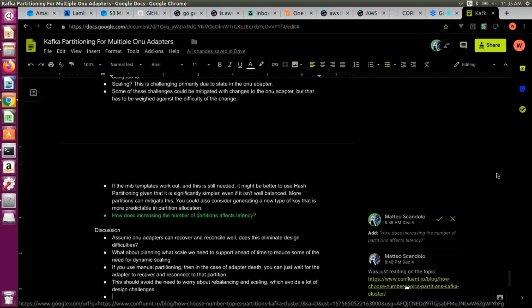Okay, so how do we want to proceed from here? Do we want to try to summarize the proposal to have a very static assignment, assuming that the ONU adapter can reconcile, and then discuss on that and draft an implementation for it?